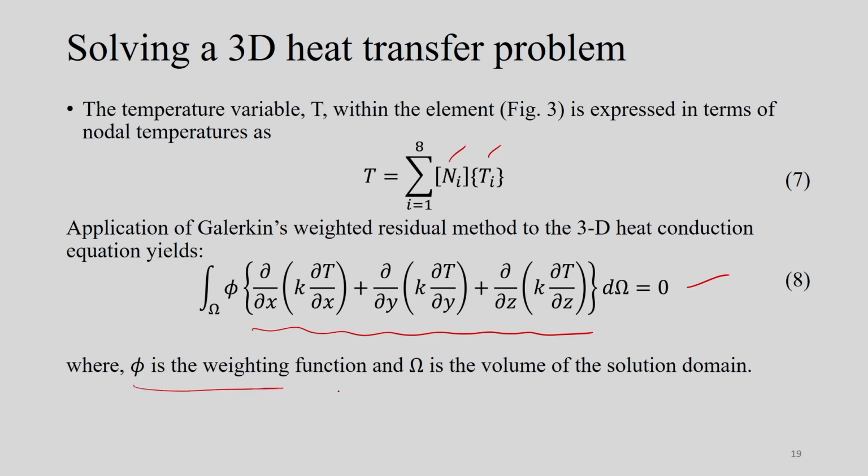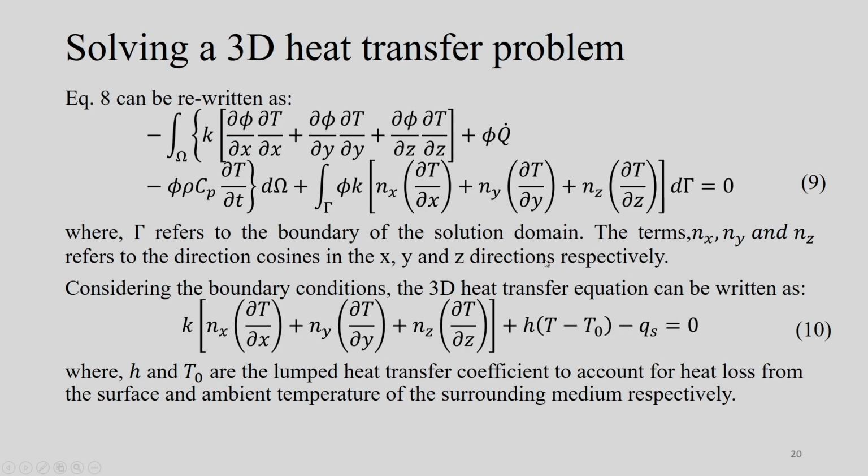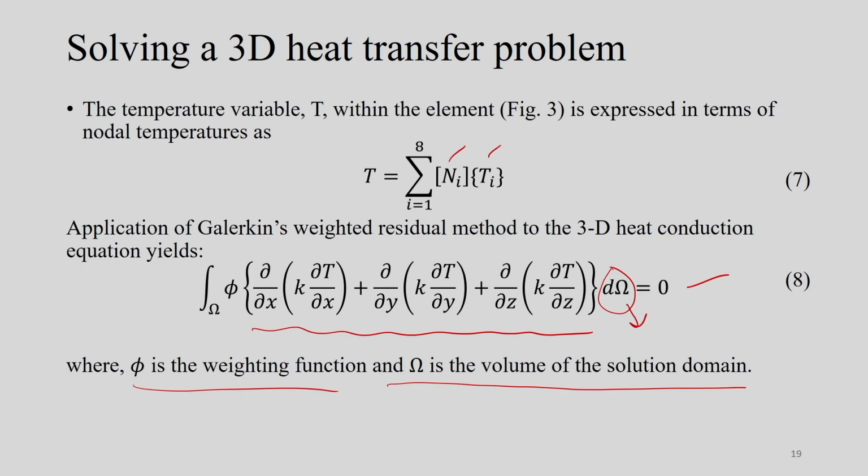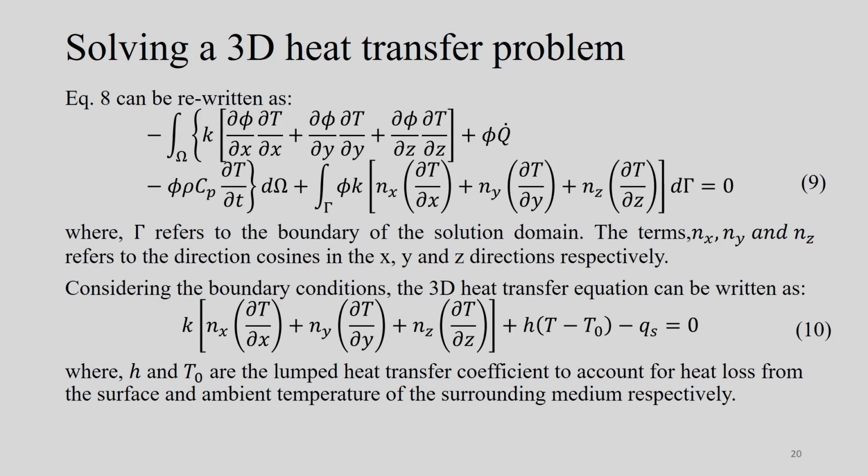Now phi is the weighting function and V indicates the volume of the solution domain. If we follow the usual procedure of discretization, it can be rewritten in such a way as equation 8. Equation 8 has only the heat conductivity term, but there is also a q dot term, and if we look into the tangent heat conduction equation, we have the other term also. So apart from this term, there is this tangent part also. So we are looking into all 3 components.